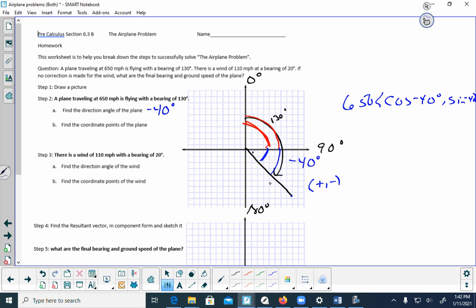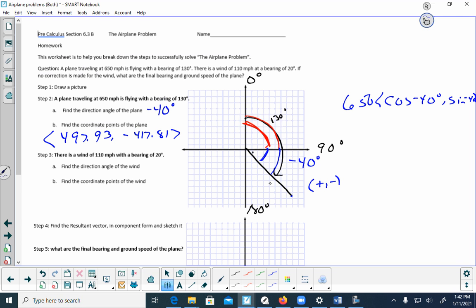So when I take 650 times the cosine of negative 40, I get 497.93. And when I take 650 times the sine of negative 40 degrees, I get negative 417.81. So I'm happy because I have the positive and negative, and that's what I wanted for the fourth quadrant.